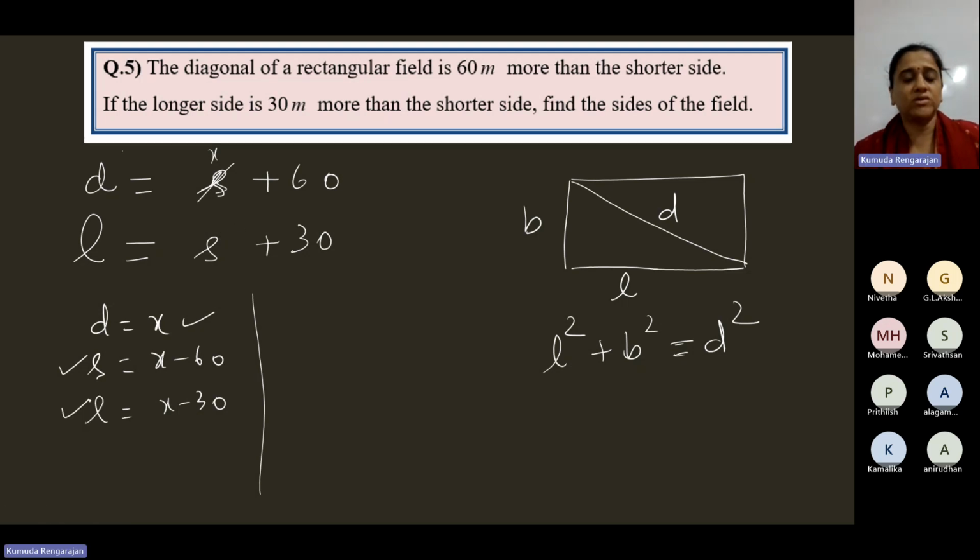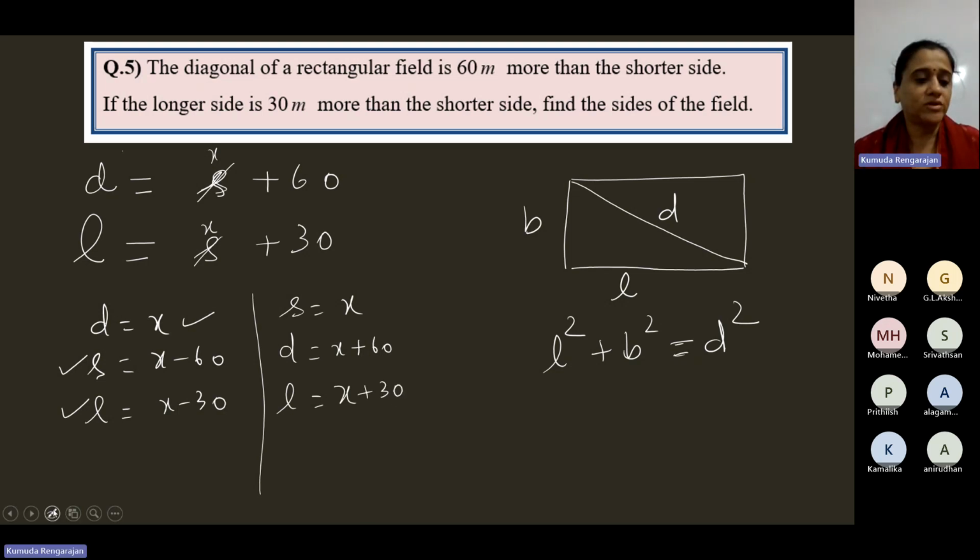Now supposing you call the shorter side as x. Let the shorter side be x. Then what's the diagonal and the longer side? Diagonal is equal to x plus 60. We can see there only it's x plus 60. Then what's the longer side? Shorter side is x. X plus 30. The longer side is x plus 30.